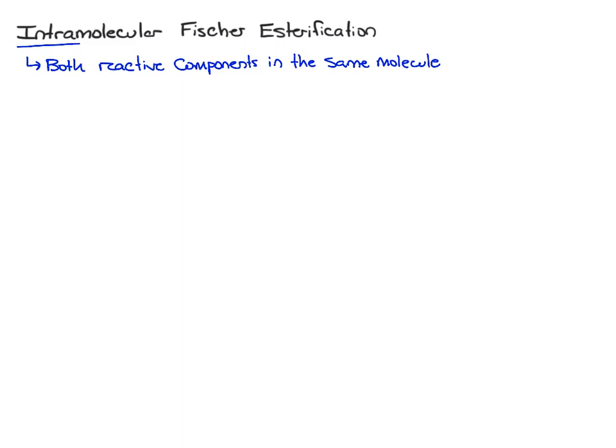So that means our carboxylic acid and alcohol are going to be tied together into the same starting material. So this reaction is going to form cyclic esters, which we call lactones. So let's take a look at an example of this.